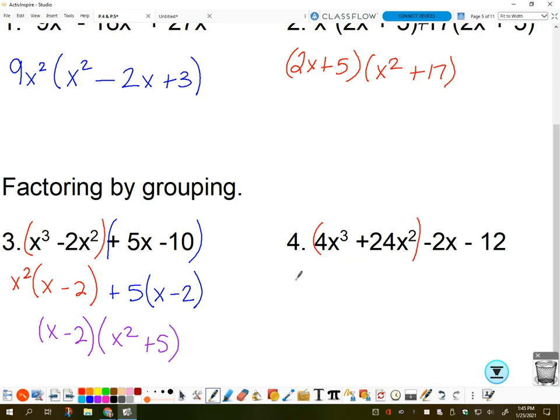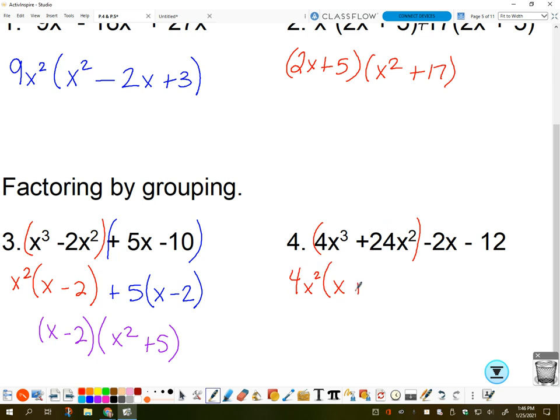All right, so number 4, group the first 2, and let's take out a GCF. So 4 and 24 are both divisible by 4, and the smallest amount of x's is 2. All right, so if I take 4x to the 3rd and divide by 4x squared, the 4's cancel. X to the 3rd divided by x squared is x.